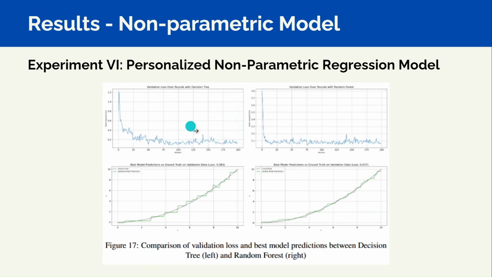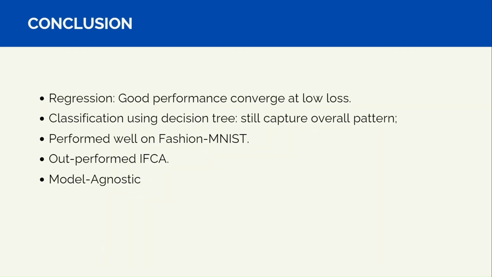However, after all, these 2 models still converge. This shows that our model is model-agnostic, meaning that it performs well at some levels regardless of the models. The algorithm performs pretty well on regression problems, and for classification using decision tree, it still can capture the overall patterns, meaning it still learns from other candidates as well.